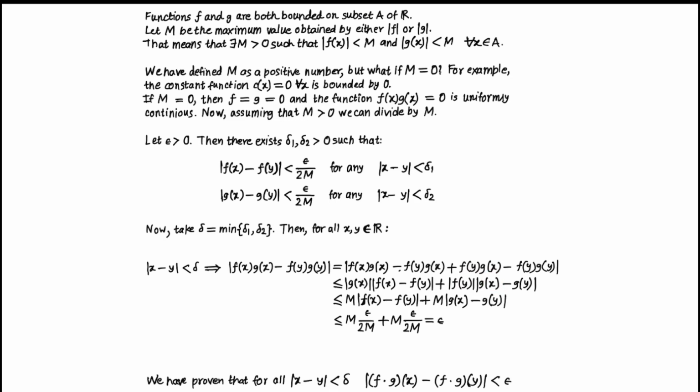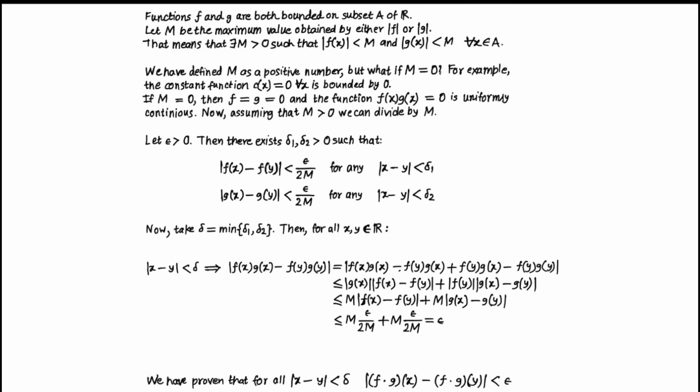Now applying the triangle inequality, for the first two parts, g(x) is taken outside, and for the second two parts, f(y) is taken outside. Now as |g(x)| is less than M because f and g both are bounded, we can write in the next step M times |f(x) - f(y)|, and for this, f(y) is also bounded, so we will take M times |g(x) - g(y)|.